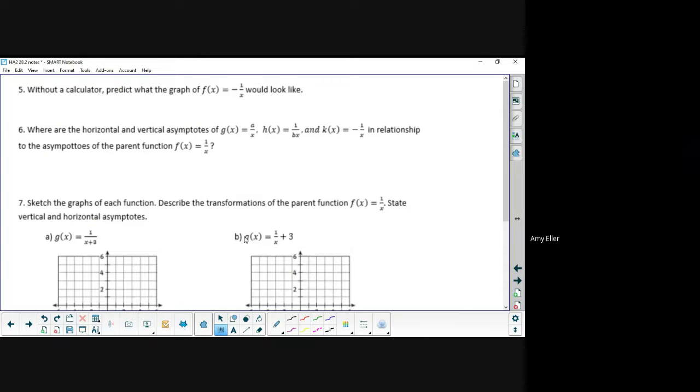Without a calculator, which we're doing all of this without a calculator. Number 5, predict what the graph of negative 1 over x would look like. I would just draw a really rough sketch of what you think that graph's going to look like.